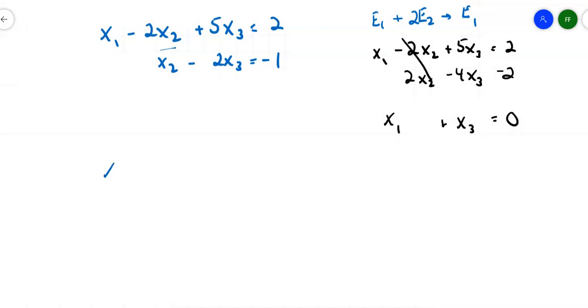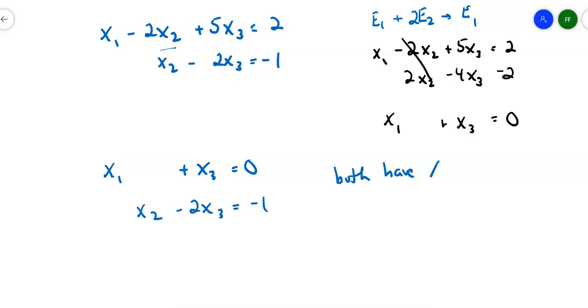Let's rewrite then what that equation looks like. The first row becomes x sub 1 plus x sub 3 equals 0. The bottom row becomes x sub 2 minus 2x sub 3 equals negative 1. Now notice that they both have an x sub 3. So because they both have an x sub 3, I'm going to set up a parameter. And usually we use t as our parameter, and therefore my parameter will be that x sub 3 is equal to t.